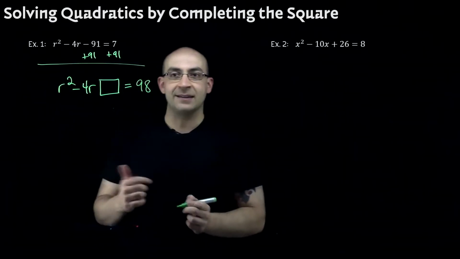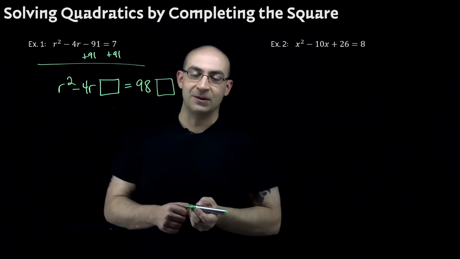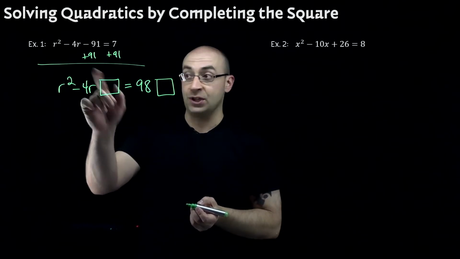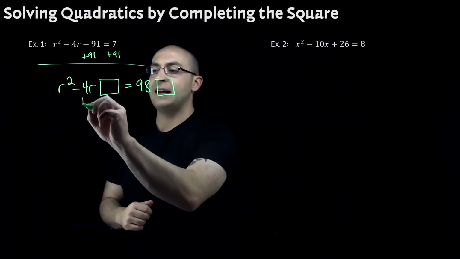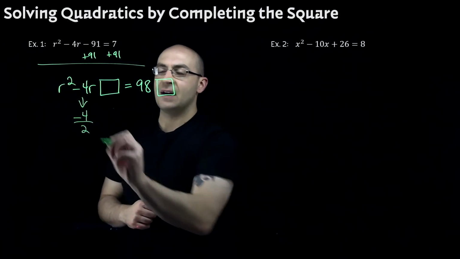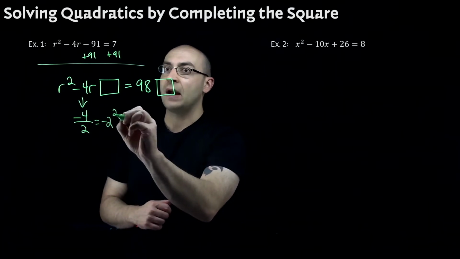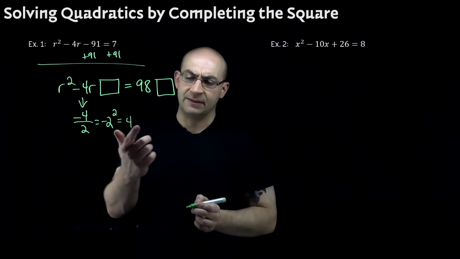Now, in mathematics, what I do to one side, I must do to the other. So I'm going to put a square over there as well. Now, next step is I take the middle term, which is what the b term is actually going to be, and I divide it by 2. So I'll draw a little arrow, take the negative 4, divide it by 2, which provides me a negative 2. And then I'm going to square that result, which will give me 4.